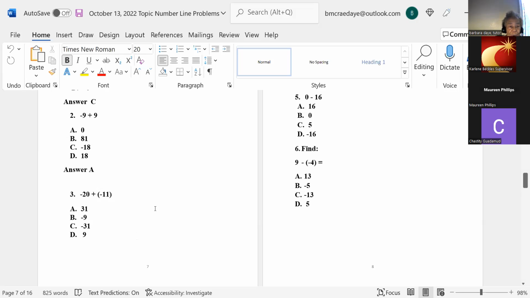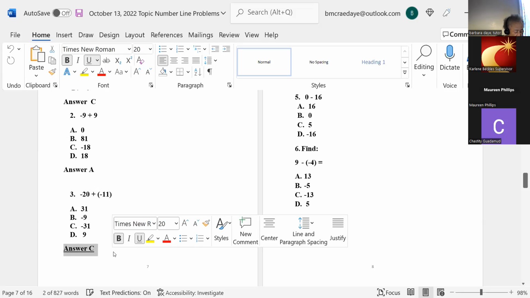It's like you owe somebody $5, right? You borrow another $10 from that person. Now you owe them 15. So that's like a negative 15, right? You add those two negatives. So minus 20 plus a minus 11 gives you a minus 31. Maureen, what's that answer? C. Answer C. There we go.